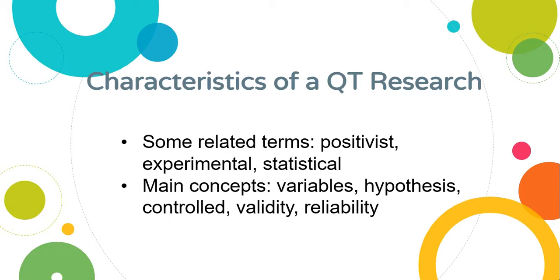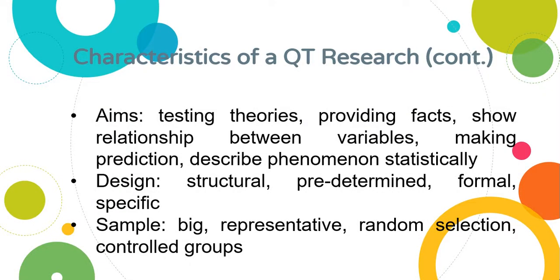Here are some quantitative research characteristics. It involves validity, reliability, hypothesis. It involves statistics, it involves experiments. What else? In quantitative research, they are basically testing theory, providing fact, showing relationships between variables and many more.